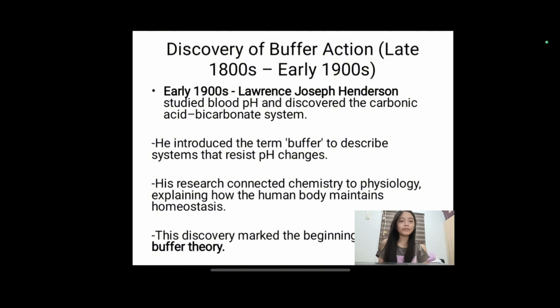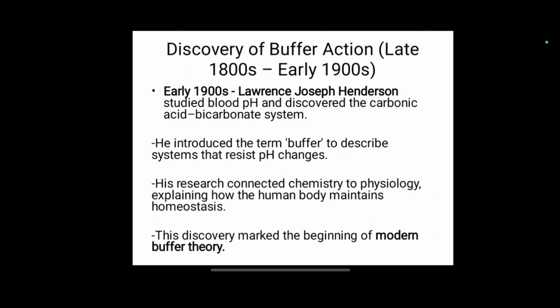A scientist named Lawrence Joseph Henderson studied how our blood keeps its pH stable. He discovered a natural system called the carbonic acid bicarbonate system, which prevents our blood from becoming too acidic or too basic. Basically, it works like a built-in balancing act. Carbonic acid provides the acid part, while bicarbonate acts as the base. Mao siya ang reason nga nung our blood stays near pH 7.4 even if we eat acidic food or exercise.